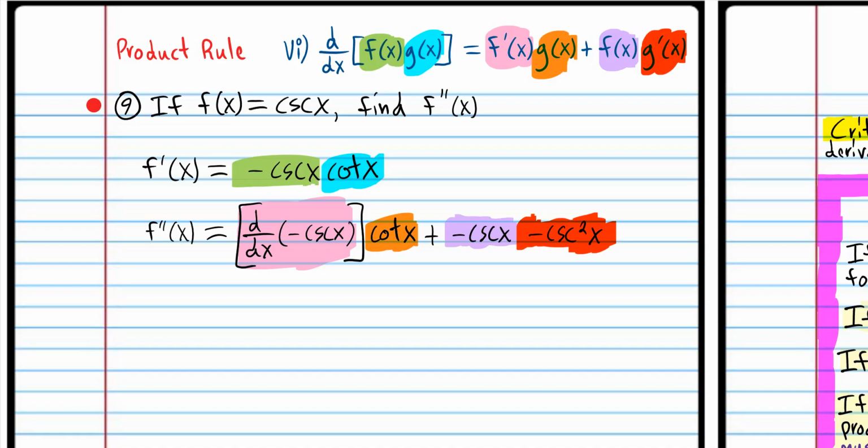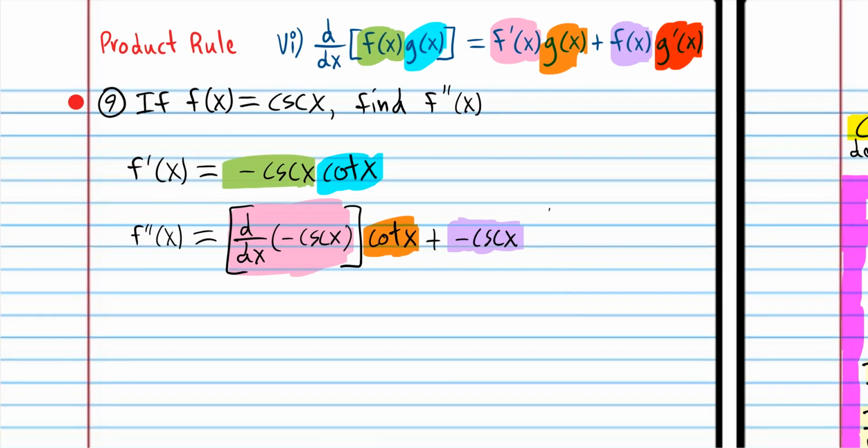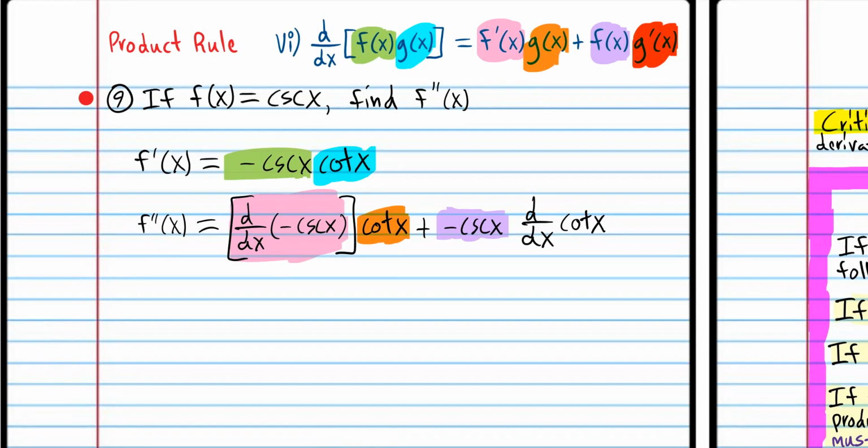Actually I forgot to use my d over dx notation. So we're finding the derivative of cotangent x, and you don't need brackets like you needed over here because there's no confusion about what you're finding the derivative of.